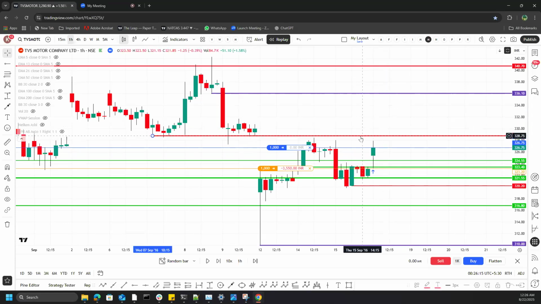Or since it is a strong resistance, maybe it can gap up also. We never know. But ideally, since it is a huge resistance, to break this we need such a big candle. Or sometimes it will go sideways and then it will break out.